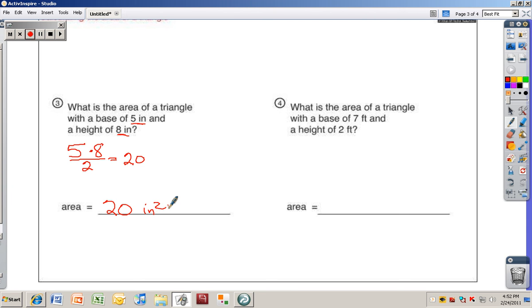Okay, the area of a triangle has a base of 7 feet, height of 2 feet. Do 7 times 2, and then what? Divided by 2. Notice here I have times 2 divided by 2. That's going to come right back to where I started from, right? If I multiply something times 2 and then divide it by 2, I come back to where I started. So the answer is 7 square feet. And there you have it.